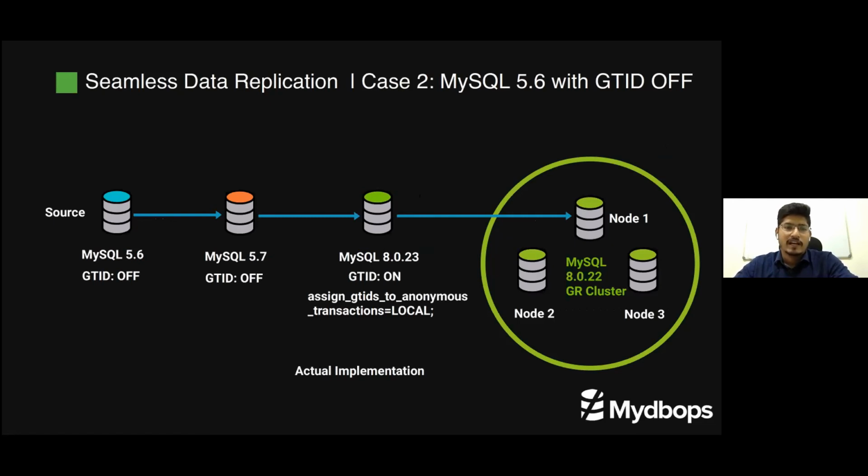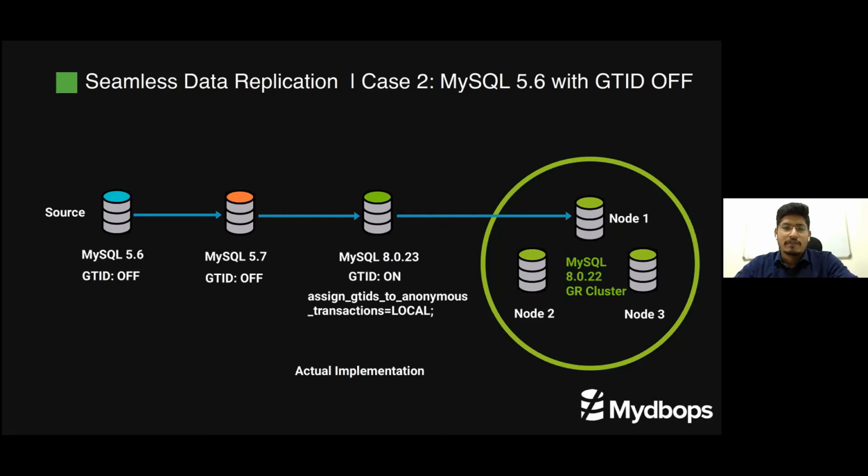For example, we have a source 5.6 with GTID off, and we will replicate that to two relay servers, one on 5.7 and another on 8.0.23, where we are enabling this assign GTIDs to anonymous transactions feature. Through the relay replication, we are enabling GTID for all the transactions happening on the master on the 8.0.23, which will be further connected to the group replication setup.